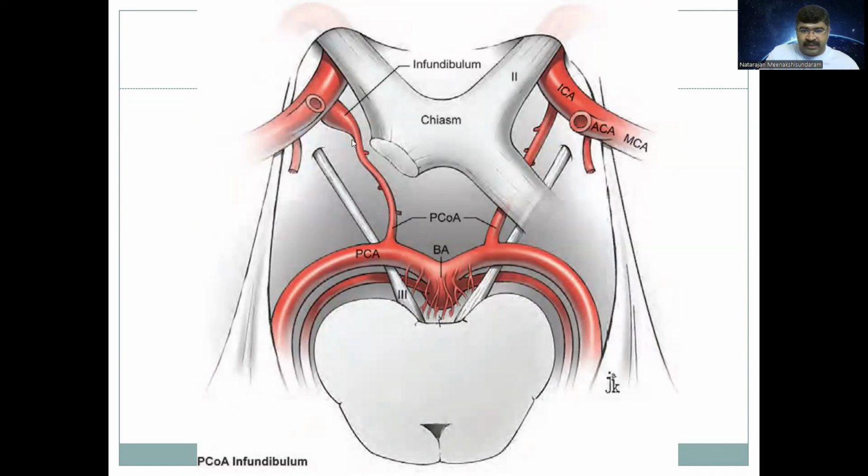We need to differentiate the infundibulum from the aneurysm, so we should always keep it in mind. An infundibulum is a normal anatomical variant, usually a funnel-shaped dilatation of the artery from its origin. This is a normal variant and there is no need to address the infundibulum. That should be very, very clear. You should differentiate this infundibulum from an aneurysm.